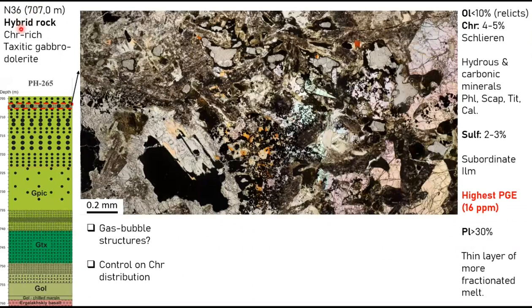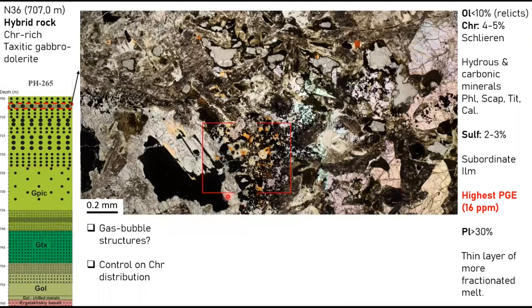So this is the presumably hybrid nature rock 36, which occurs here within the picritic gabbro-dolerites. As you may see, it has an important amount of chromite, up to 5%. Olivine is less than 10%. The rock is highly altered. Sulfide, I would not say it is low sulfide compared with the rest of the section. It has the highest PGE content in the whole well, PGE 265, and it's a very thin layer of probably very fractionated melt.